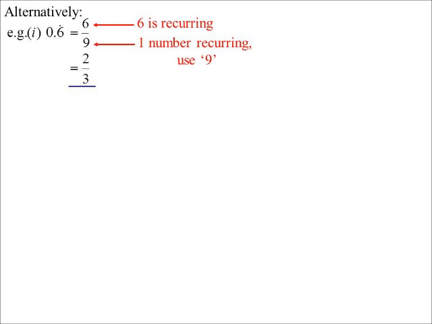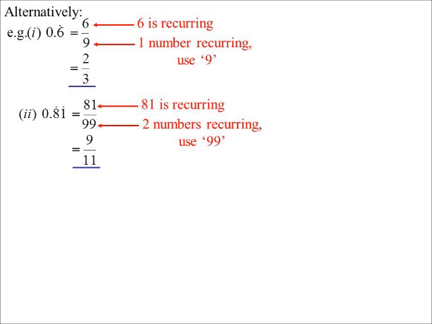0.1 repeater therefore is 1/9. 2 repeater, 2/9. 3 repeater, 3/9. This same idea then. 0.81 repeater. Oh well, 81 will go on top because that's the number that's repeating. On the bottom, two numbers repeating, so I'm going to use 2 9s. Now when I say 2 9s, I don't mean 18. I'm going to physically write 2 9s. 99. So 81 repeater, 81 on 99. 0.72 repeater, 72 on 99, and so on and so on and so on. 9 on 11.